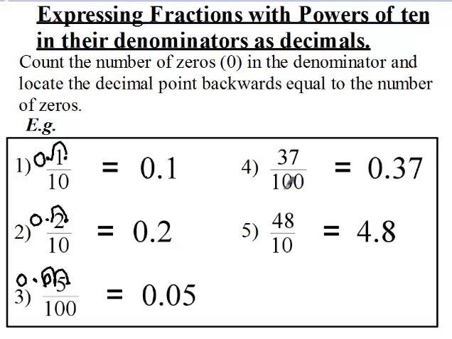Let's look at the fourth one also. We have 2 zeros here, so let's move the point 1, 2. We bring 0 here, then we have 0.37. The last one, we have 48 out of 10. 1 zero, hence we move it just once here. The decimal point comes here, then the number becomes 4.8.